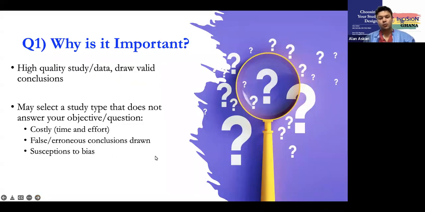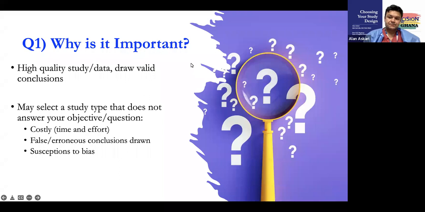Okay, so first question, why is it important? Well, it's important to choose the right study because ultimately it is one of the key factors that's going to determine what conclusions you're going to draw, i.e. the validity of your findings.